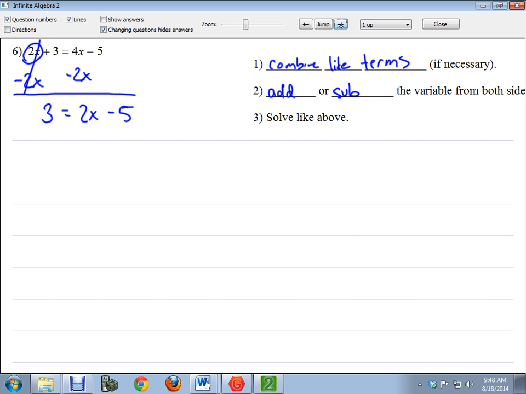Now this equation is exactly the same as the type of equation that we just solved. We need to get x alone, so we are going to solve it just like we did. We will start by getting rid of this number.